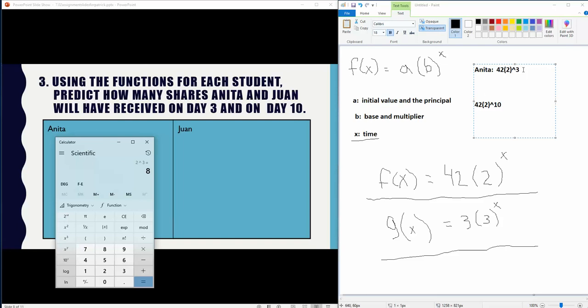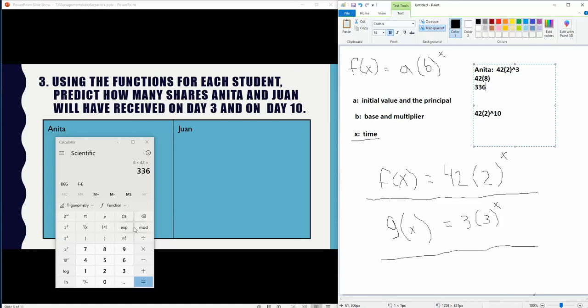But we basically would have at this point 42 times 8. And if we do 42 times 8, we get 336. So this is the work you will show to answer when you're trying to figure out how many on day 3. You take the function you created and then you plug it in and evaluate it, remembering to do the exponent first.